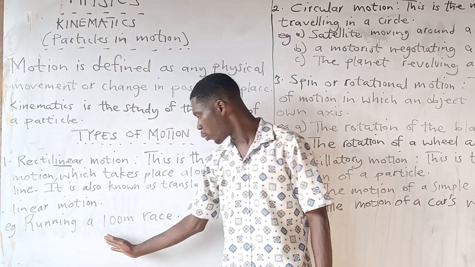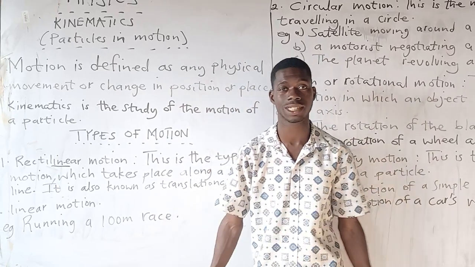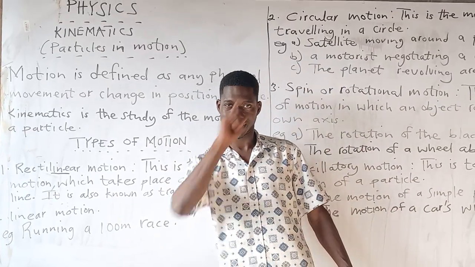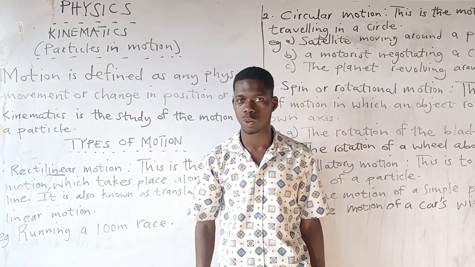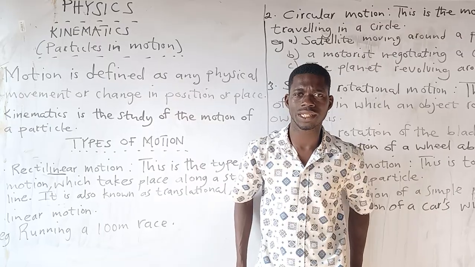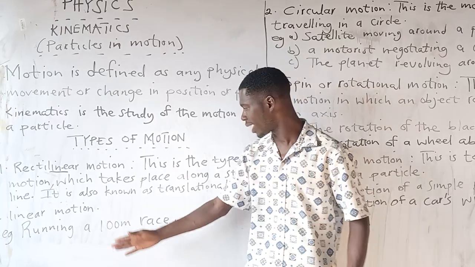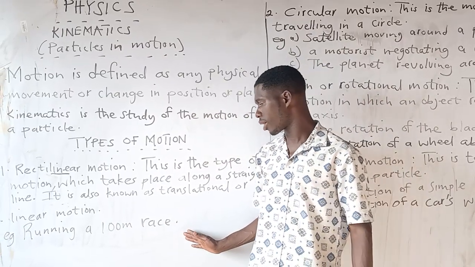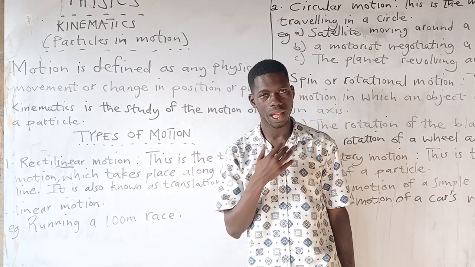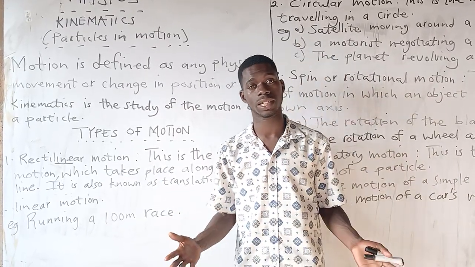Now, an example of rectilinear motion: running a 100 meters race. For the 100 meters race, one person will stand at where the pole is, then run in a straight line to the other end where the other pole is as well. So you run through a straight line. Running a 100 meters race, you are running in a straight line. So that's an example of rectilinear motion.